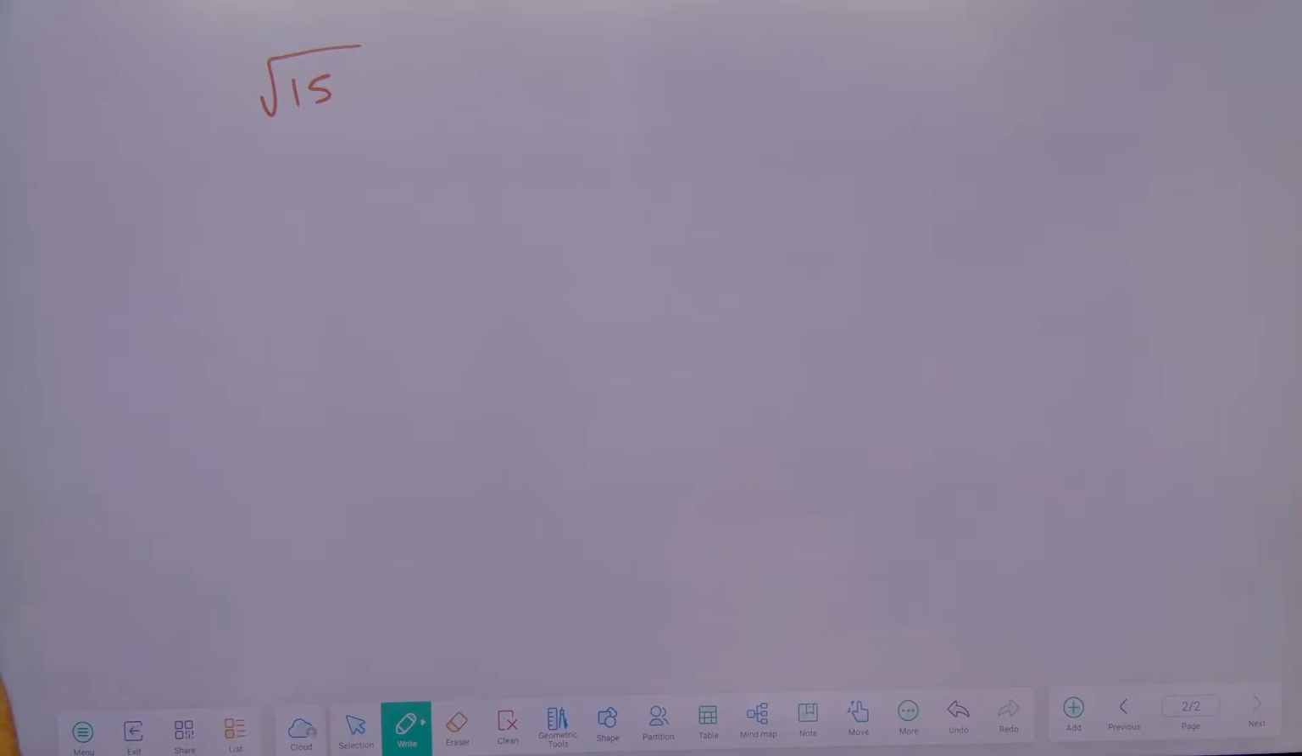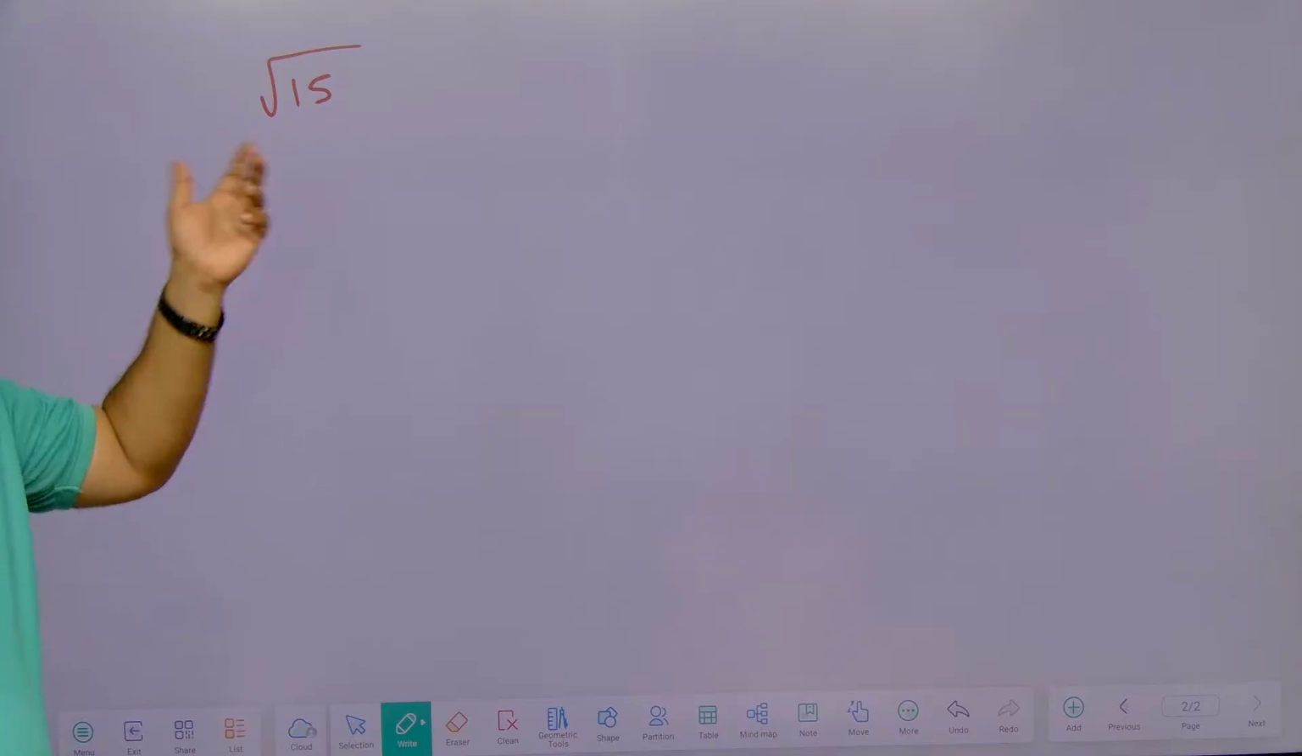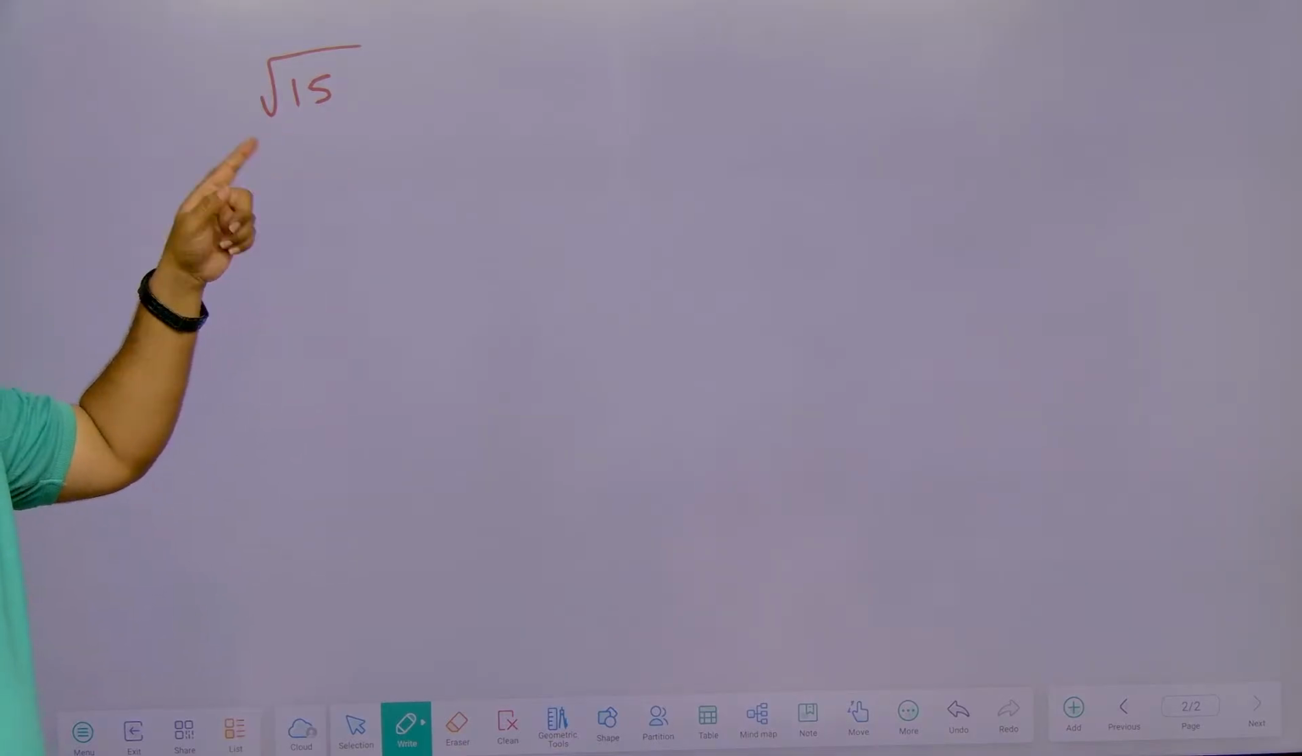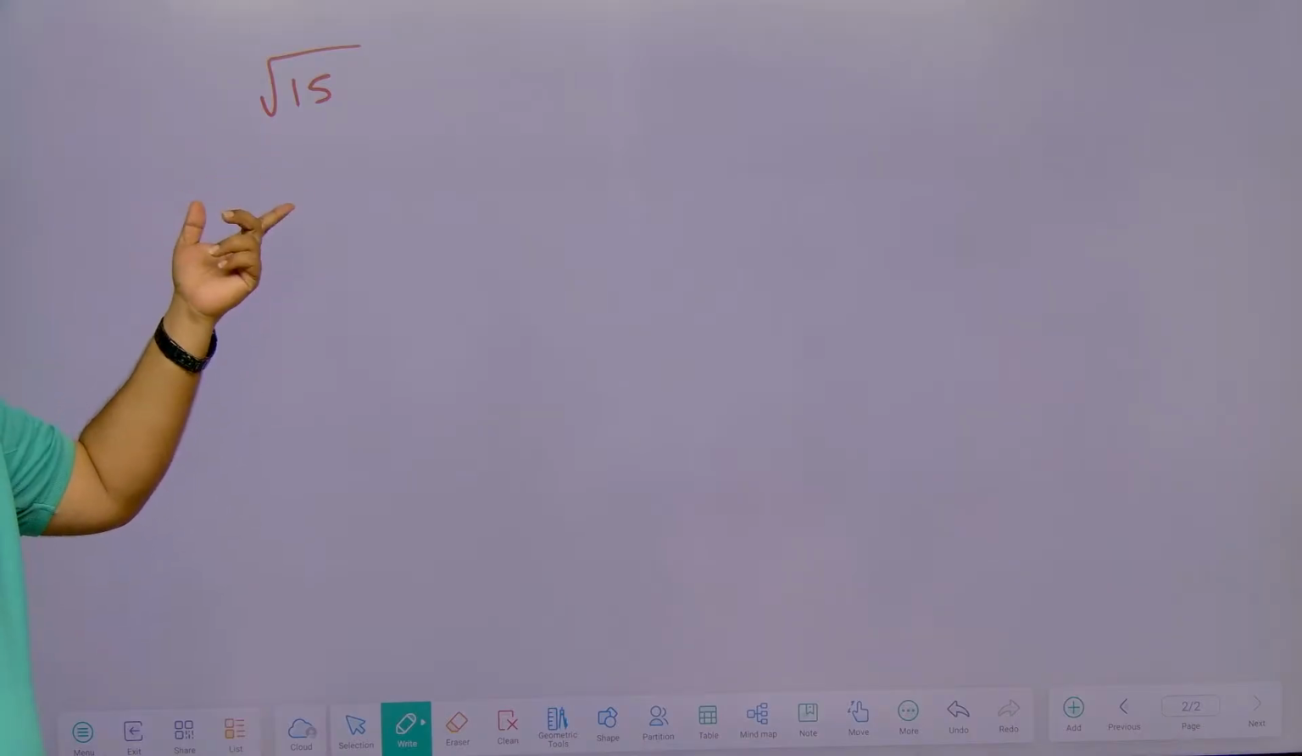We know the square root of 4. Square root of 4 is what? 2. Square root of 9 is 3. Square root of 16 is 4. But we don't know square root of 15. Square root of 15 is close to square root of 16. So instead of writing square root of 15, how can I write it?